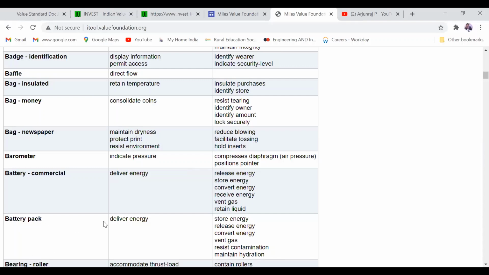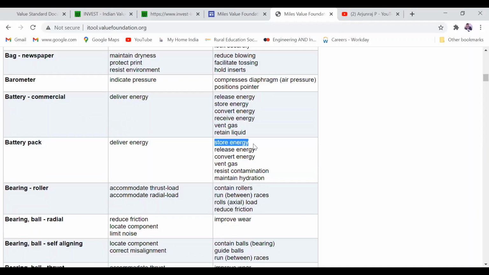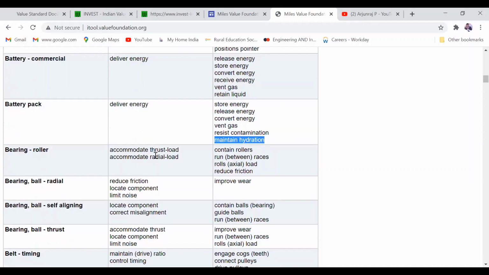Battery pack. What is the basic function of a battery pack? To deliver energy. What are all the other functions of a battery? Store energy, release energy, convert energy, vent gas, resist contamination, maintain hydration. So it takes a lot of time to understand the function. Even when you study a subject, you can use this. If you have any theory subjects, you can take any one particular thing, and this will help you to understand.